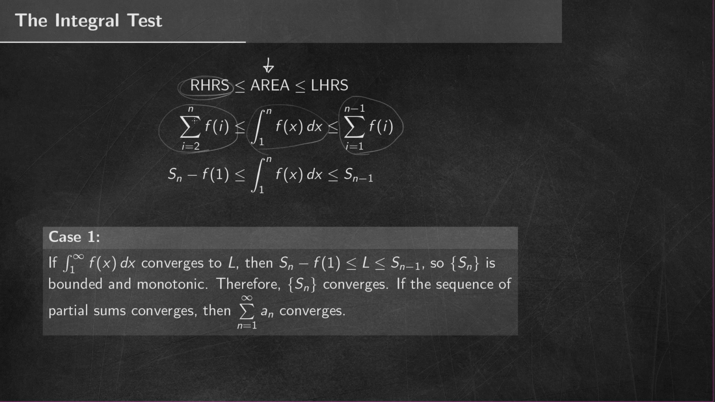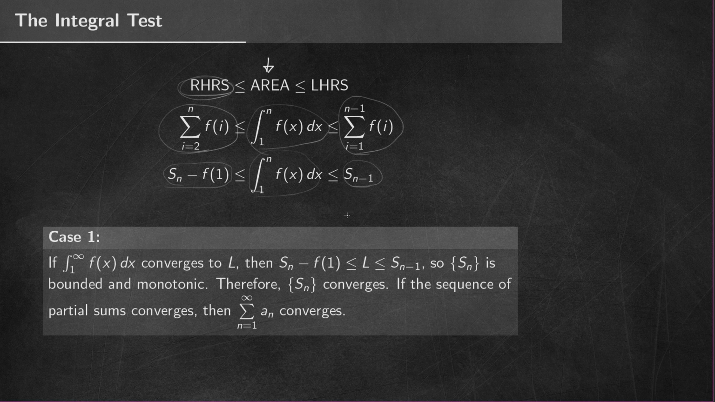Now this right-hand Riemann sum over here, the sum from i equals 2 to n of f of i, is the nth partial sum just without the first term, since our index starts at 2. So we can simply call that s sub n minus f of 1. And then on the right-hand side, here we have the sum going from i equals 1 to n minus 1. That's the n minus first partial sum, so s sub n minus 1. And then our actual area is our integral from 1 to n, f of x dx.